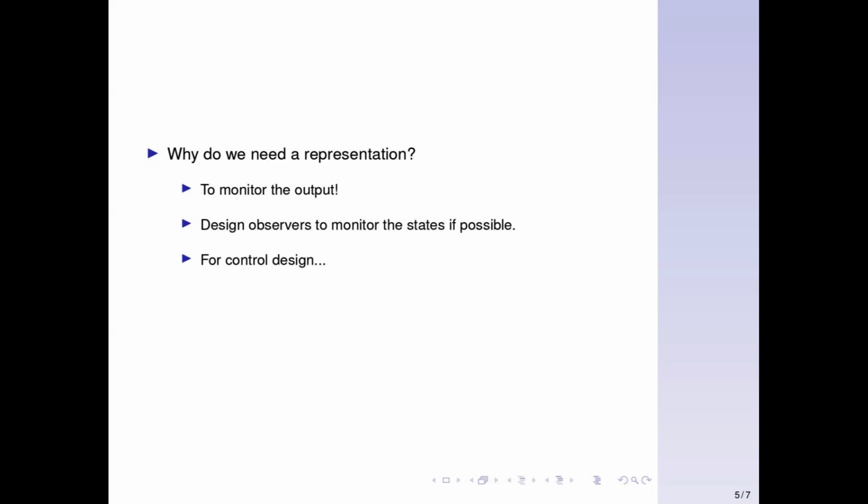Control design. To control a system effectively, we need to understand how it responds to different inputs and how changes in its internal state affect its behavior. Representations provide the foundation for designing controllers that can regulate the system's performance. It's like having the steering wheel and pedals in a car to navigate and control your journey.